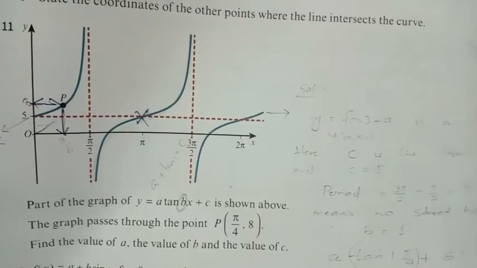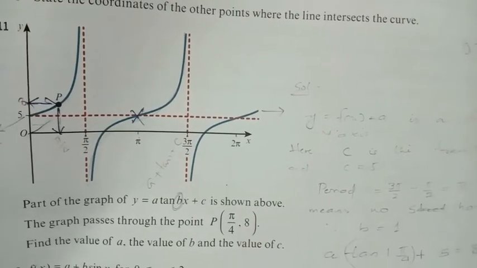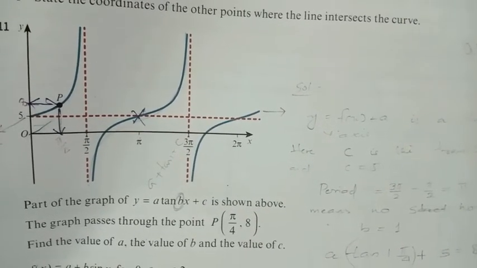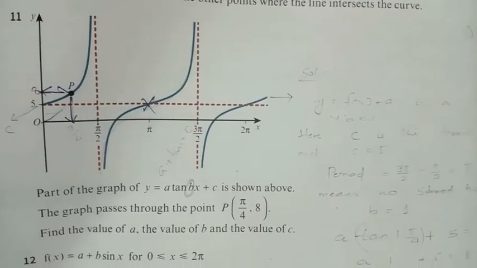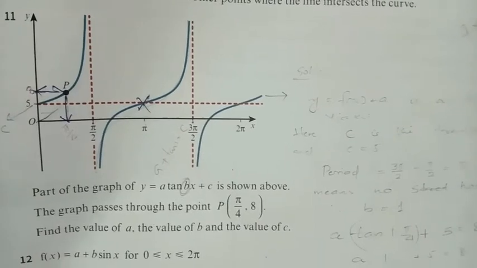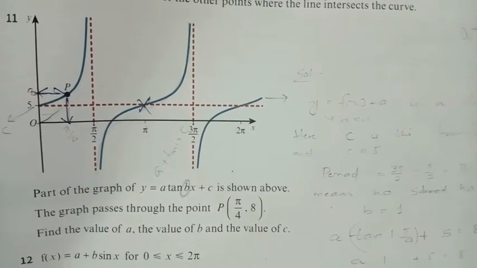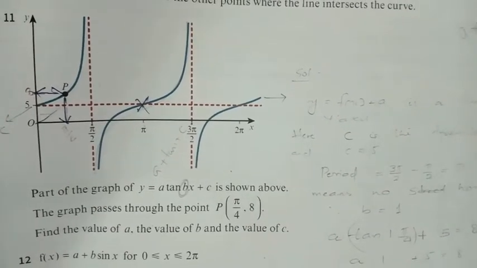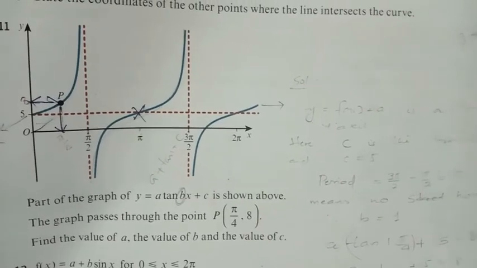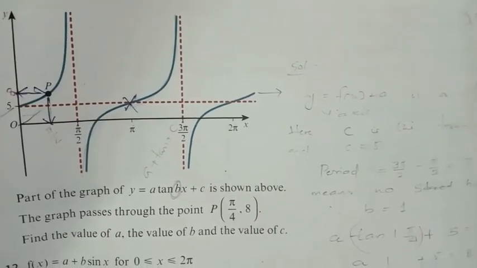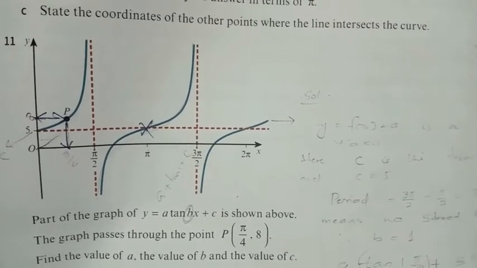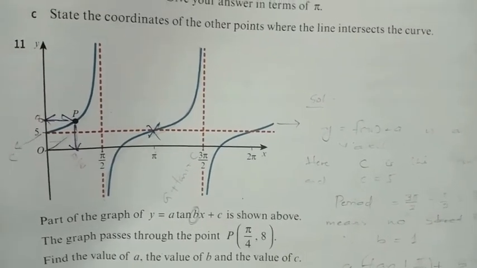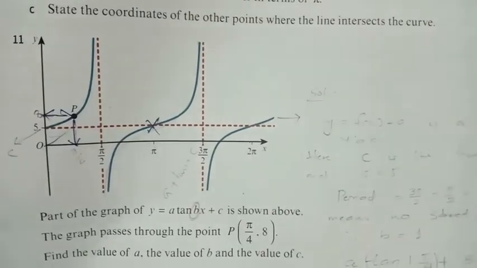Look at this question. Part of the graph y is equal to a tan bx plus c is shown above. The graph passes through the point P pi by 4, 8. Find the value of a, the value of b and the value of c. So this graph represents a tangent function, and the period of a tangent function is 180 degrees. And when you check this graph, here also the period is 180 degrees.